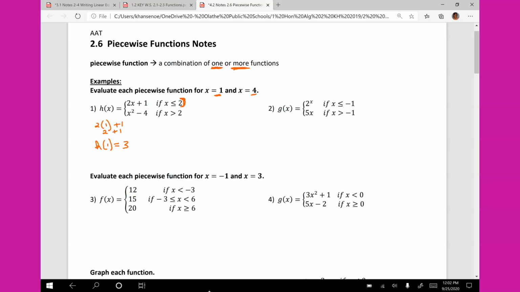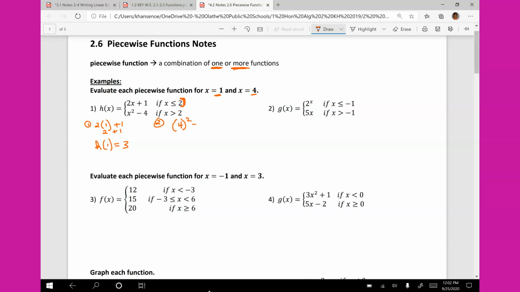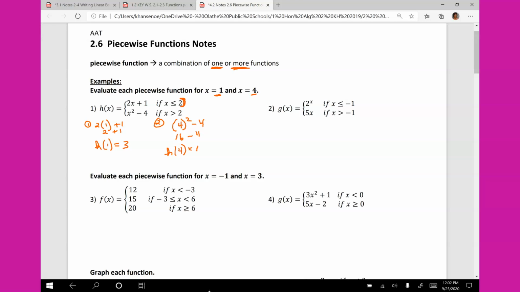And then for x equals 4, 4 is greater than 2. So that means I plug it into the second one. I'm saying 4 squared minus 4. So that's 16 minus 4, which means h of 4 equals 12.